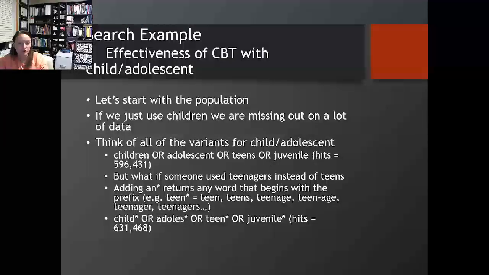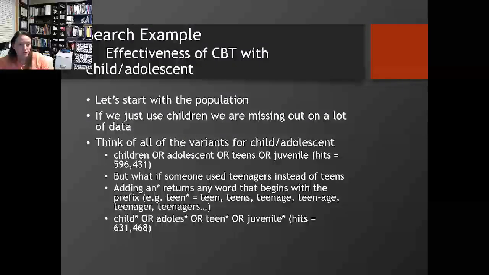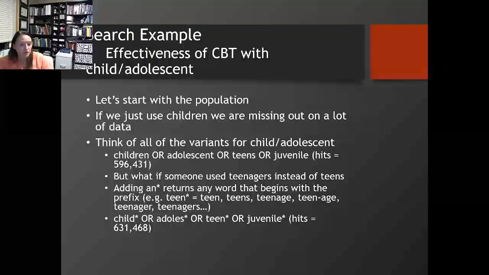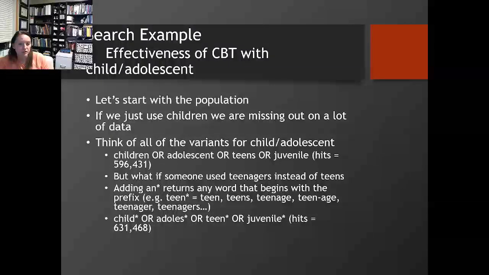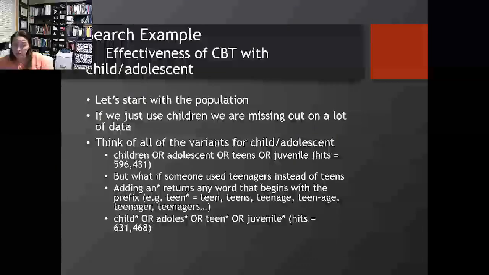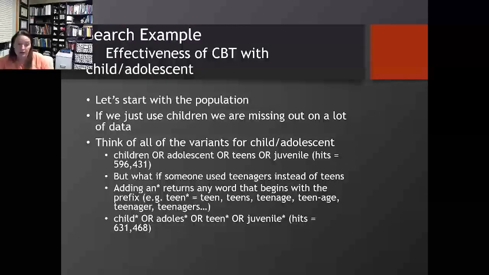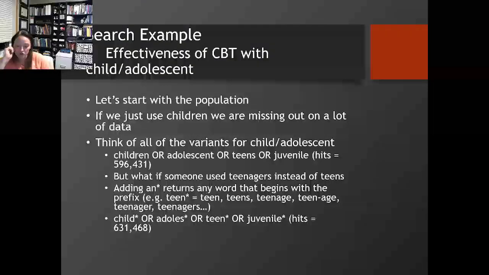Okay, another trick: when you use the asterisk behind a word, it's going to return any word that begins with that specific prefix. And so it's going to return any version of what that word could be in your search. So let's say you type in teen with an asterisk. That's going to return any article that uses the word teen, teens, teenage, teen-age, teenager, teenagers, plural. So you're really getting everything that's out there with how it could be described in these different ways.